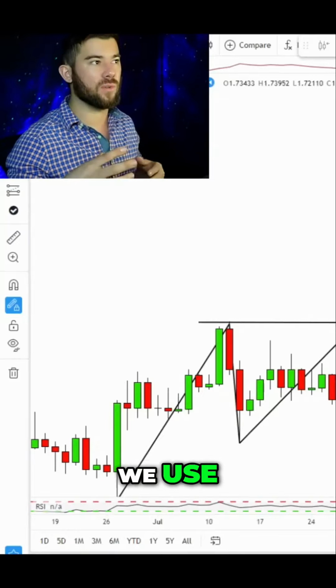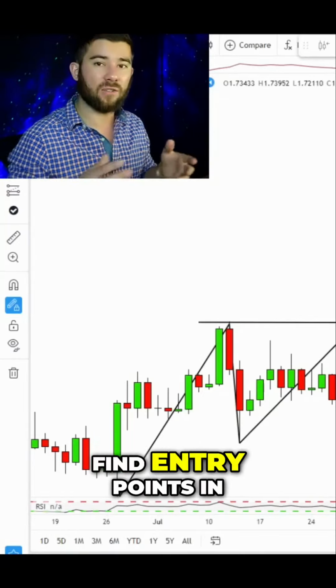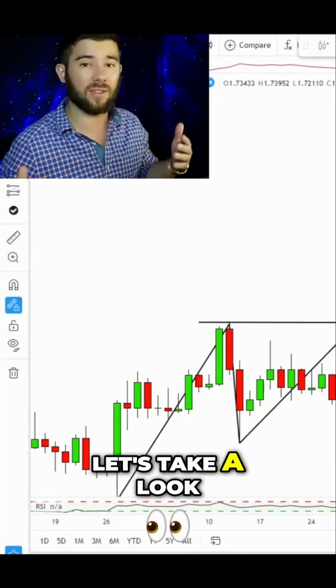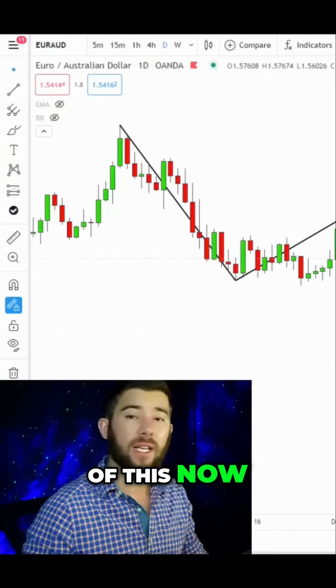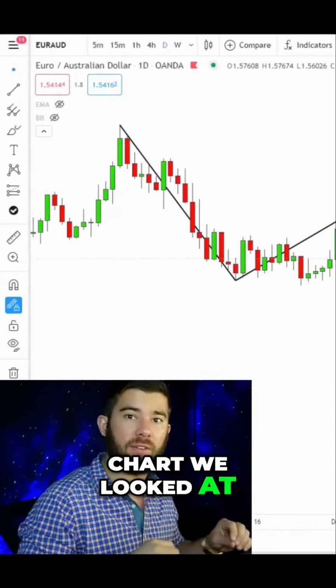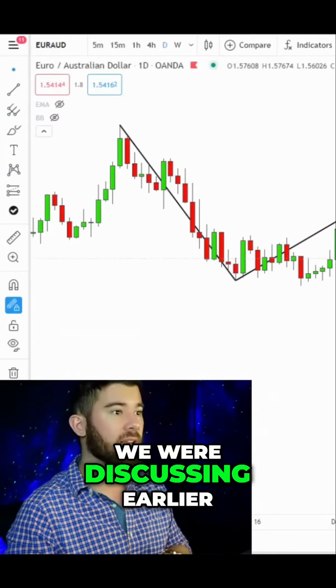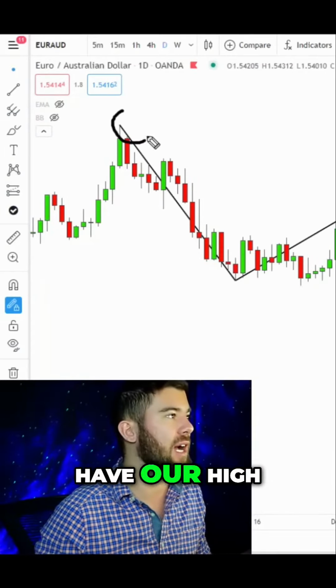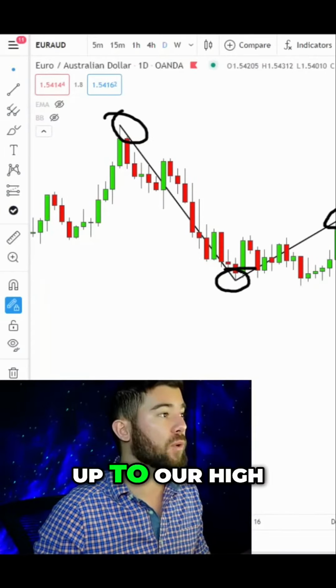And this is how we use support and resistance to find entry points in trend continuation. Let's take a look at a bearish example of this now. Here we are on that same Euro Aussie chart we looked at for the trending model we were discussing earlier in the video. In this case, we have our high, down to our low, up to our high.